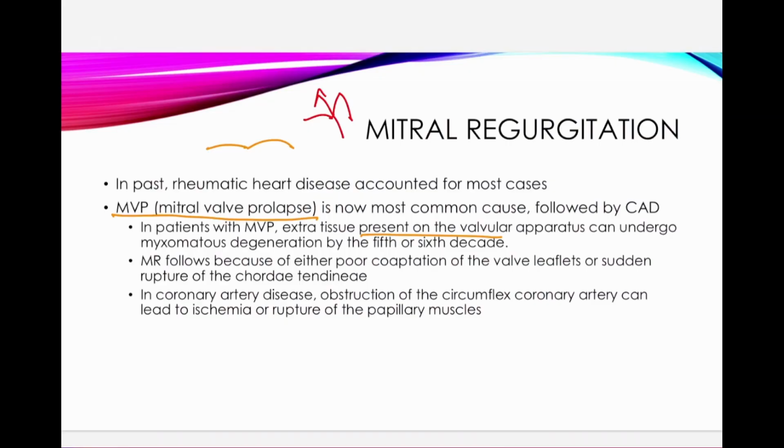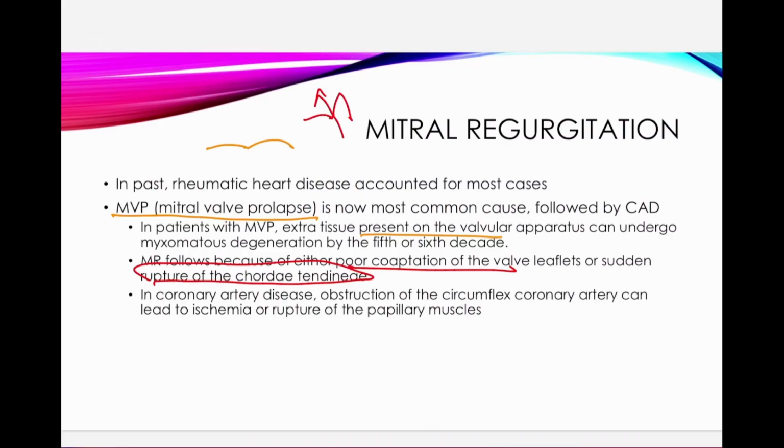MR will follow either poor coaptation of the valves, where they don't touch each other, or a sudden rupture of the chordae tendineae. If the chordae tendineae, which anchor the mitral valve, rupture, that leaflet is just going to be flopping around, causing acute mitral regurgitation. I talked about heart attacks, and if you damage the wall where the chordae tendineae are attached, sometimes patients a week later will go into overt heart failure after a heart attack.